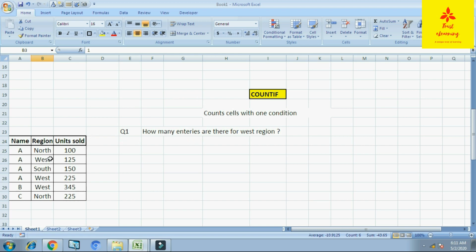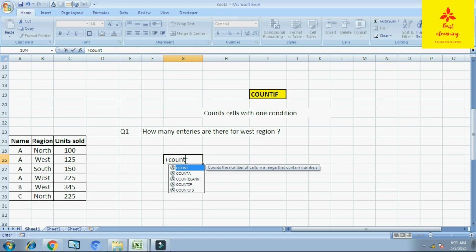Okay, let's see. I have certain data here wherein there is name, region and units sold. So I have a preset question here which says how many entries are there for the west region. Let's see how it works. COUNTIF. It says there are 2 components of this function. One is range and another is criteria. Range here is the conditional range on which your condition is based.